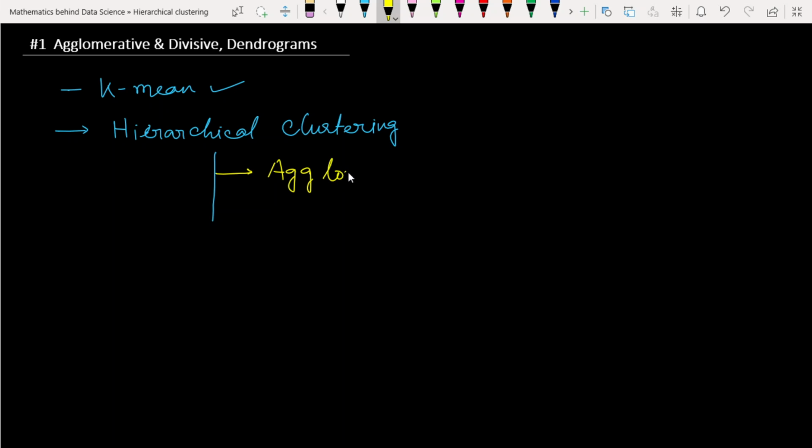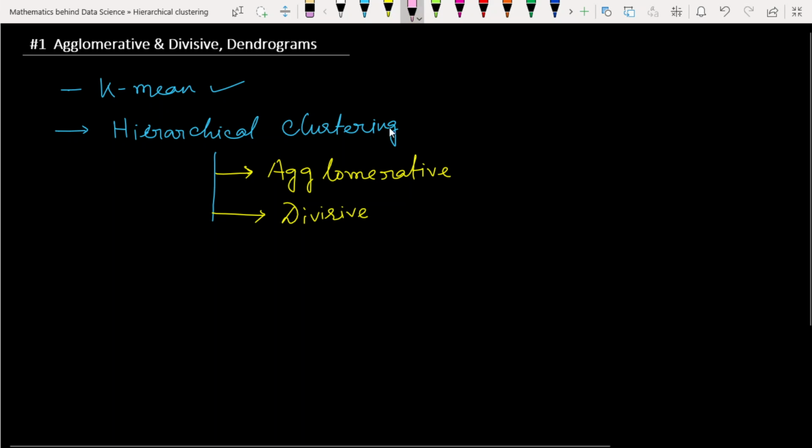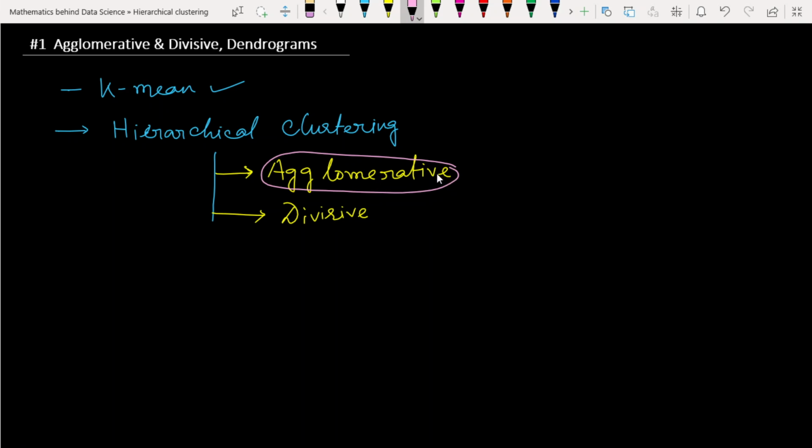Agglomerative type clustering is the first one, and it is the most popular one. We will discuss these things step by step. And the second one is the divisive type hierarchical clustering, which we will also discuss. But the most popular one between these two is agglomerative clustering.